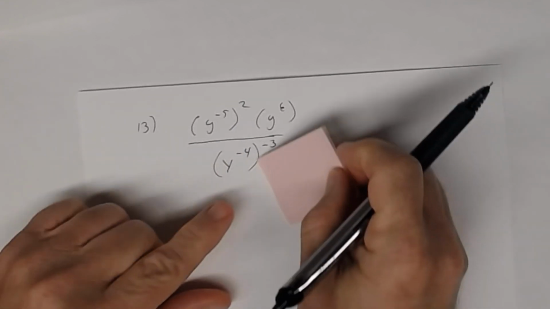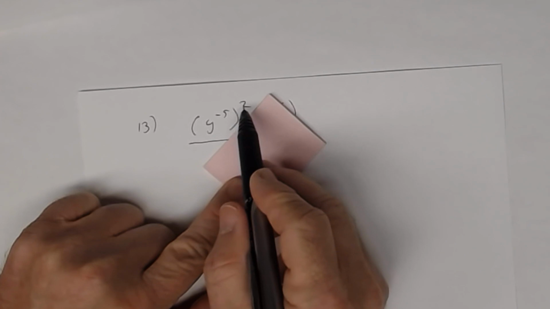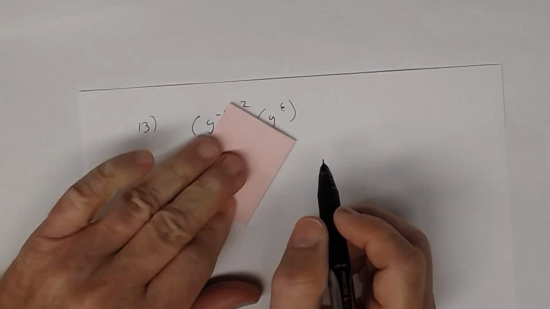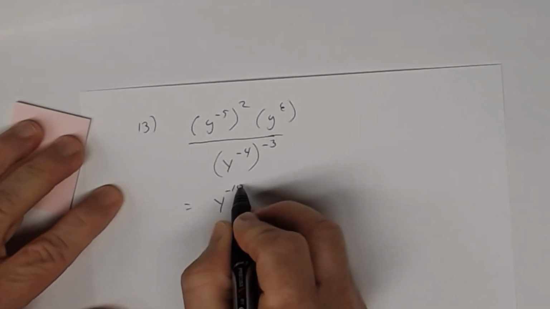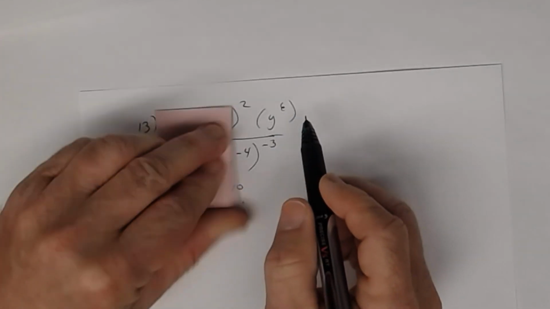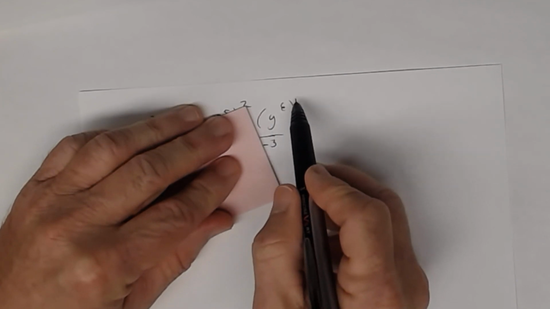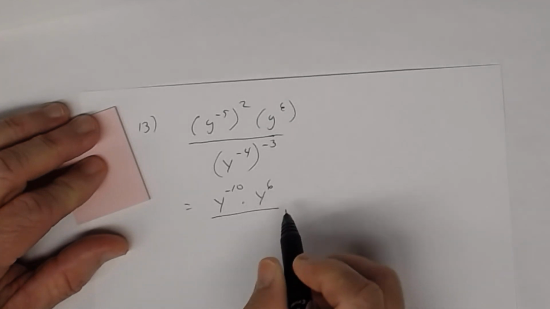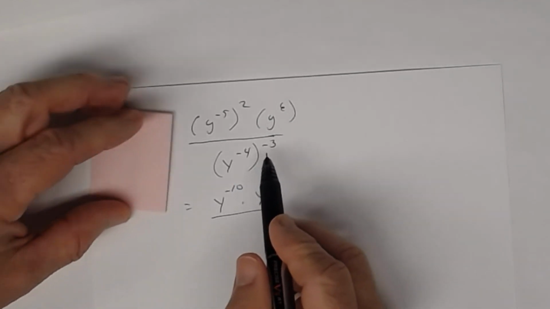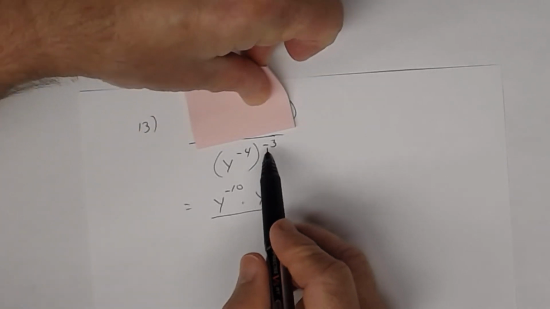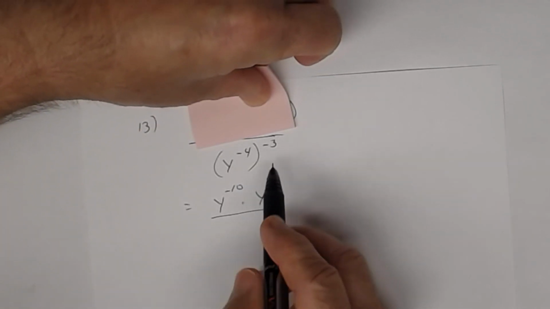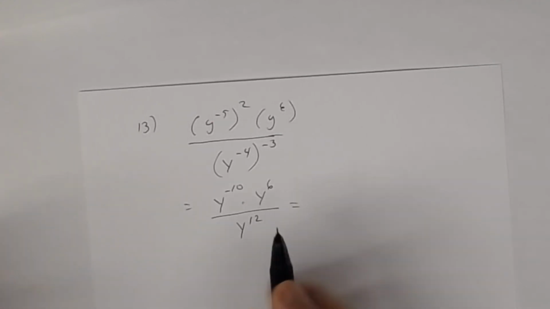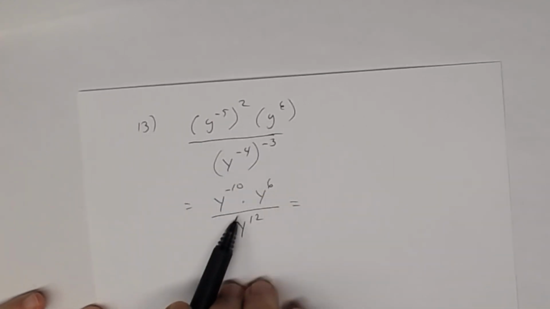So notice in that first parentheses right here, you're raising it to a power, so we're going to use the power rule. Negative 5 times 2 is negative 10. So this becomes y to the negative 10th, times, now notice that in this parentheses, that's just y to the 6th to the 1st. So this will be y to the 6th. So this is what I get so far. In the denominator, I'm going to use the power rule. Negative 4 times negative 3 is a positive 12, right? So I get y to the 12th. And then notice it got a little bit easier, so I simplified this to look like this.